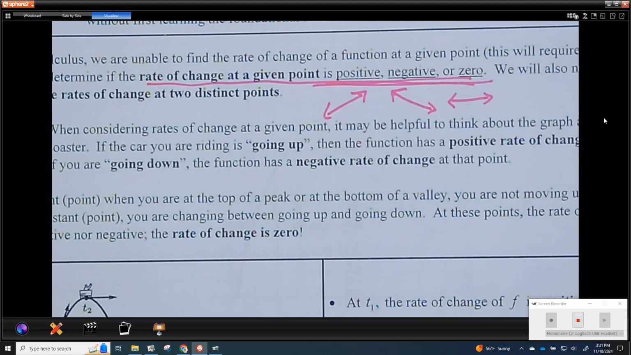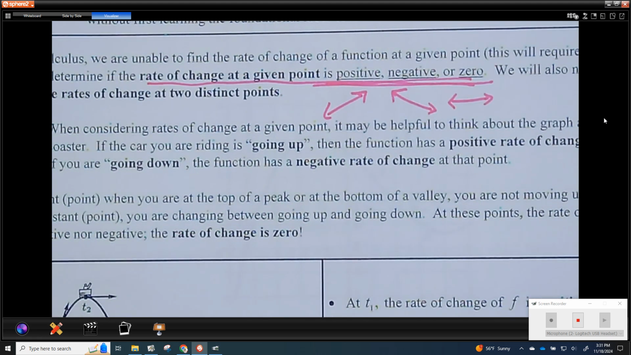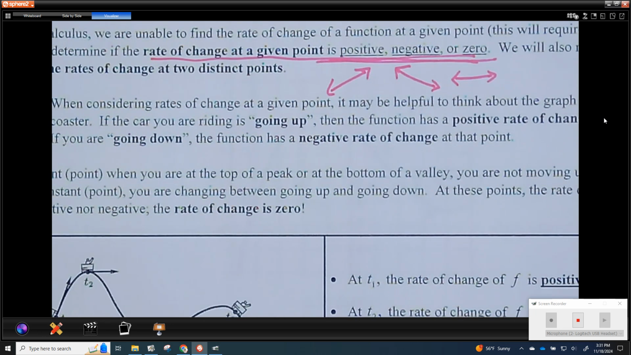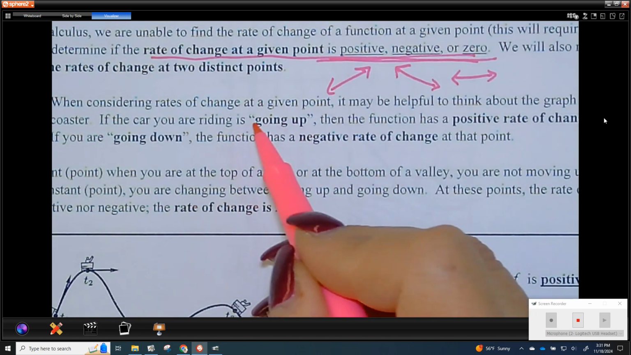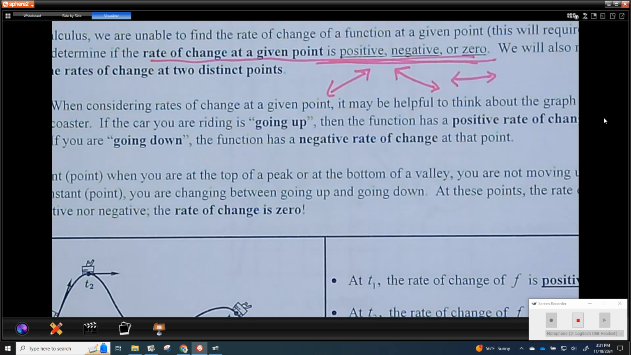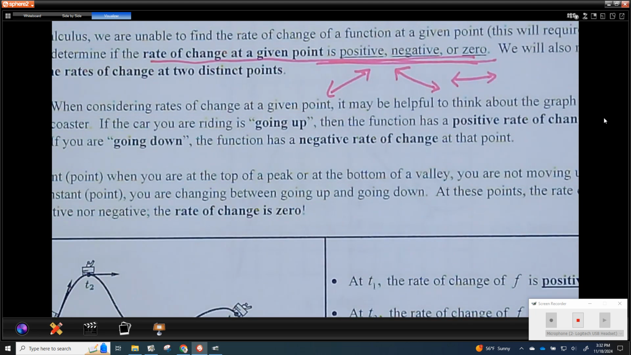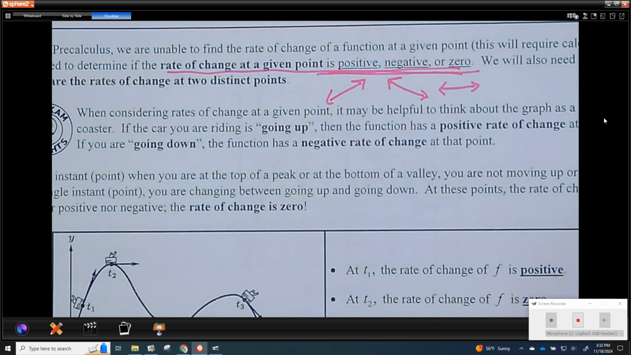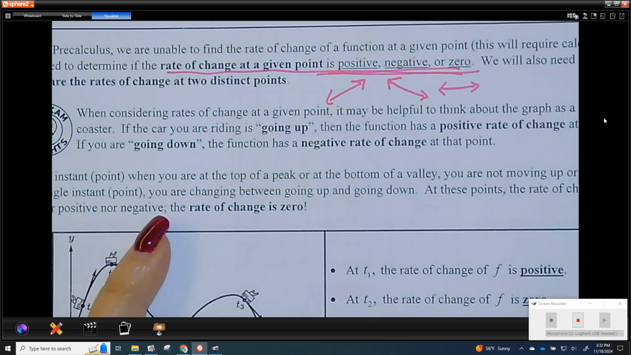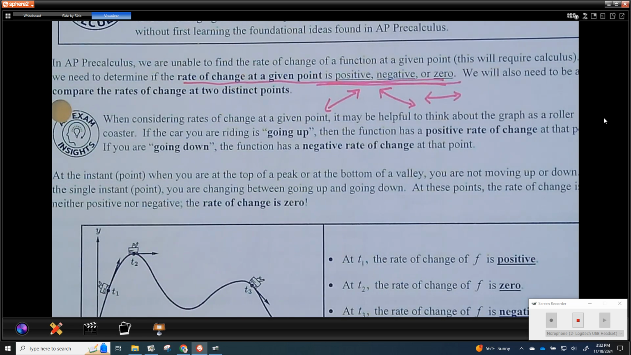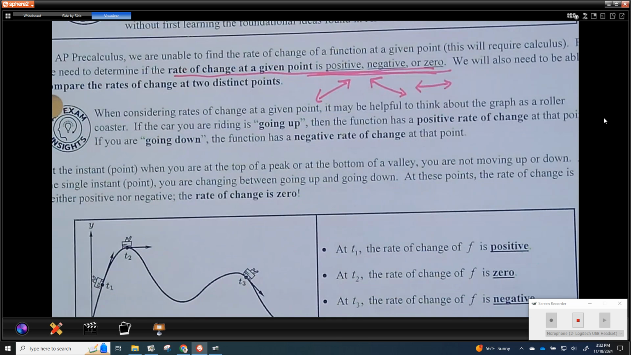When considering rates of change at a given point, it may be helpful to think of a graph as a roller coaster. I did tell you to think of the roller coaster when we're increasing and decreasing. So if you're going up, reading left to right, it's a positive rate of change, negative, or 0, not changing at all. At the instant, the point when you're at the top of the peak or the bottom of the valley, you are not moving up or down. A single point, you're changing between going up and going down. At these points, the rate of change is neither positive nor negative, so it is 0.